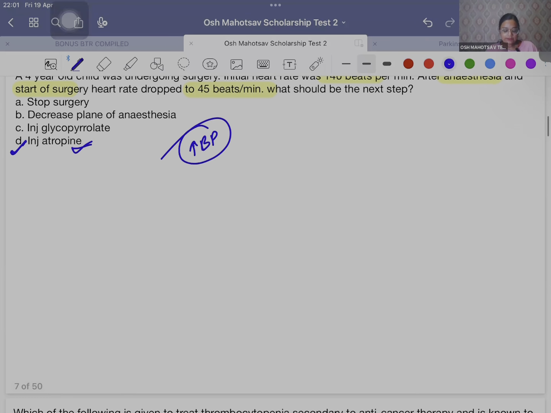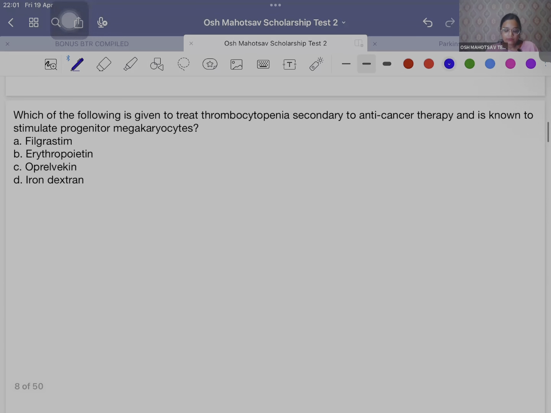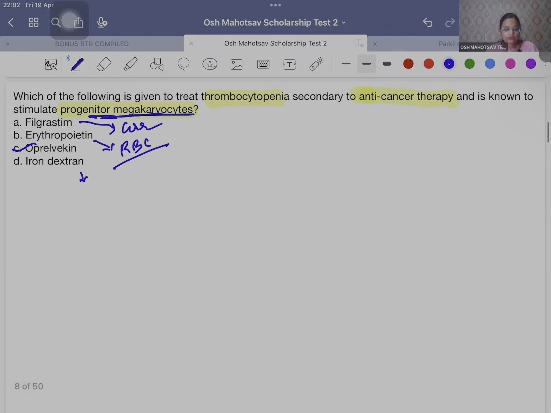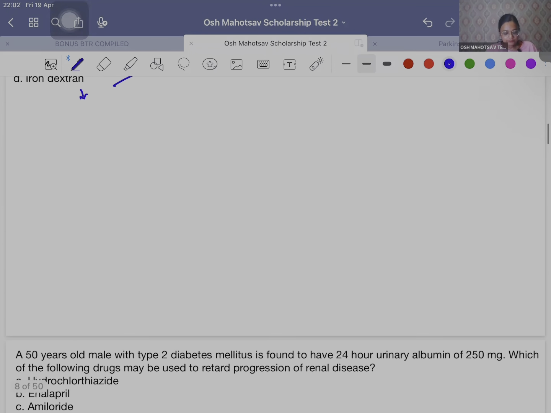Okay. Next is, which of the following is given to treat thrombocytopenia secondary to anti-cancer therapy, known to stimulate progenitor megakaryocyte. So since it is megakaryocyte, we will be using oprelvekin. Okay, if it is granulocyte, then we are using filgrastim, erythropoietin for RBCs, and iron dextran for iron deficiency. So the answer is oprelvekin.